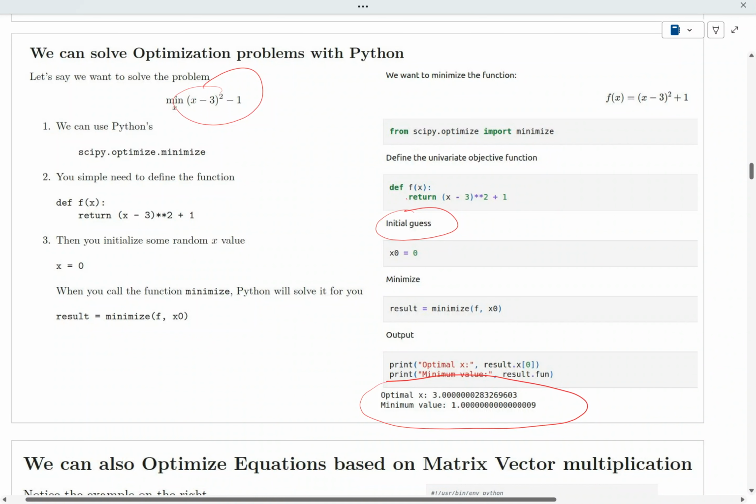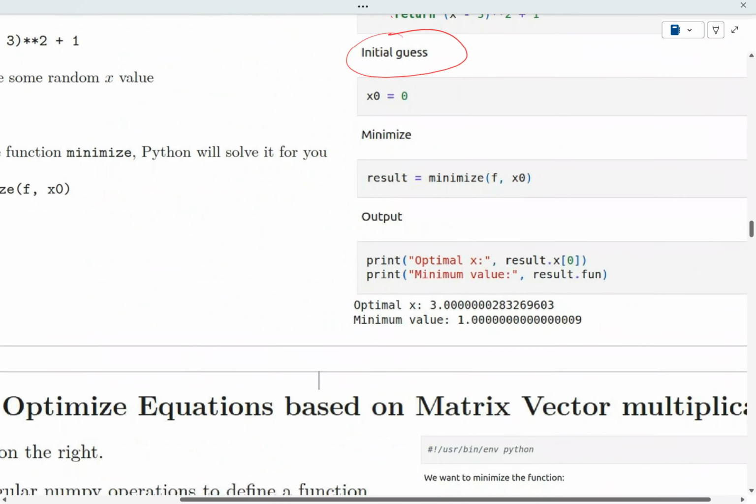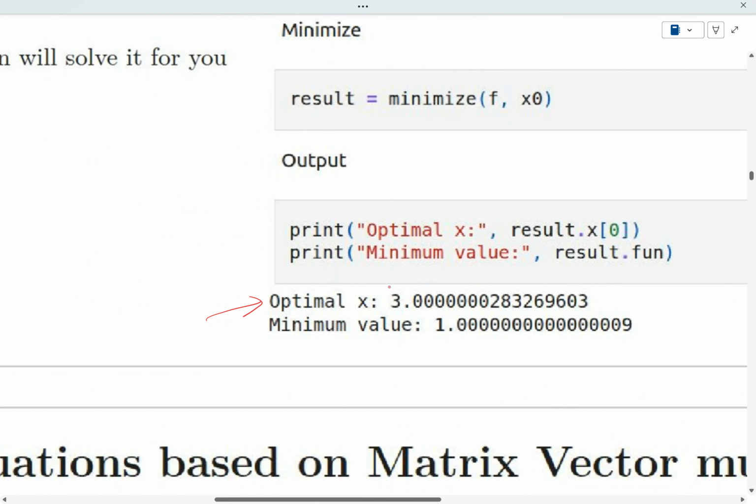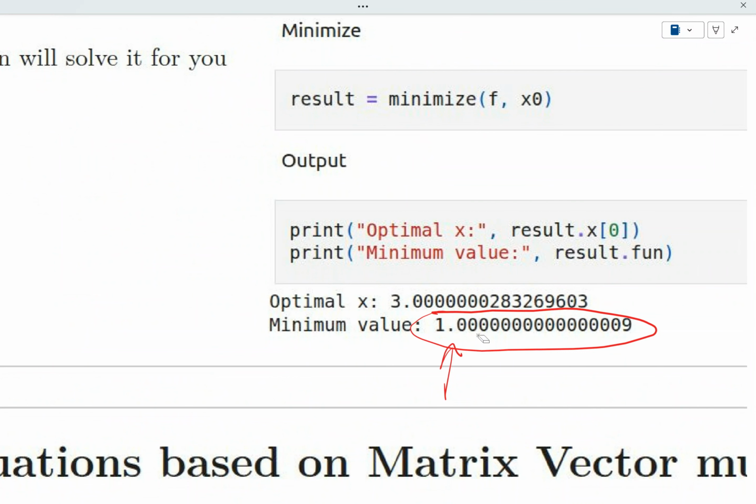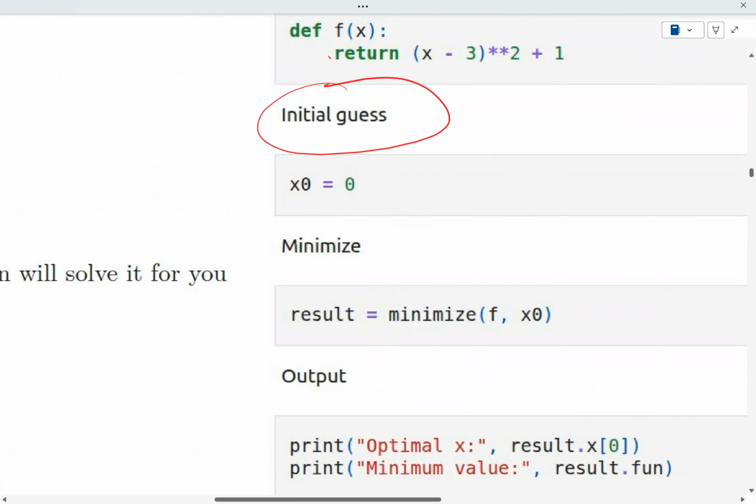So the optimal x, right? Notice how this is telling you the optimal x. So the optimal input is 3. And at the point of 3, this is the minimum value you will get out of the function, right? So this is what this Python does.